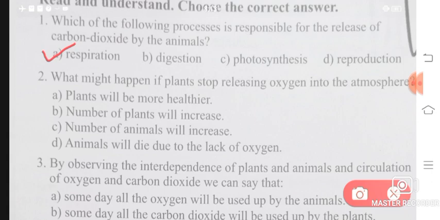Question 2. What might happen if plants stop releasing oxygen into the atmosphere? Agar ek din aisa ho ki plants oxygen release karna band kar dein, to kya hoga? Answer is D. Animals will die due to the lack of oxygen. Oxygen nahi milega to animals mar jayenge sab ke sab. Koi zinda nahi reh payega.